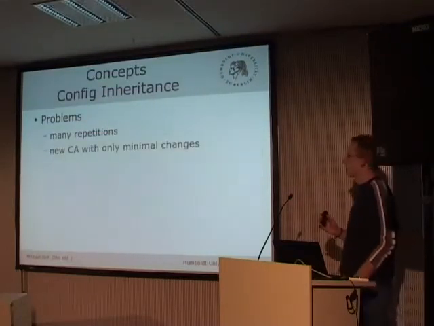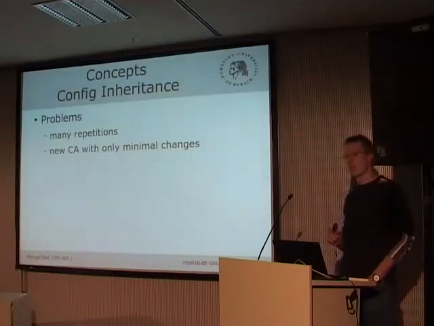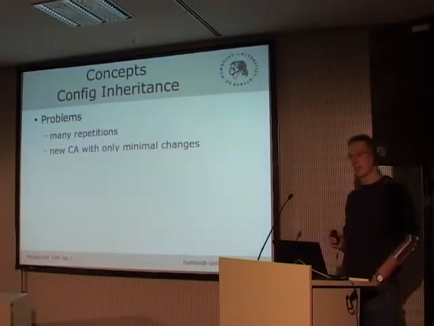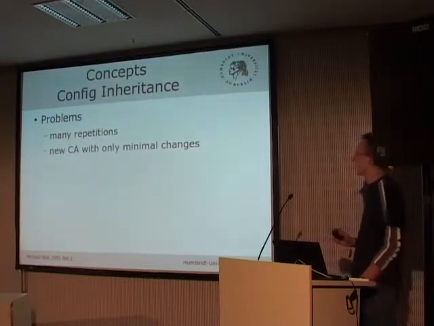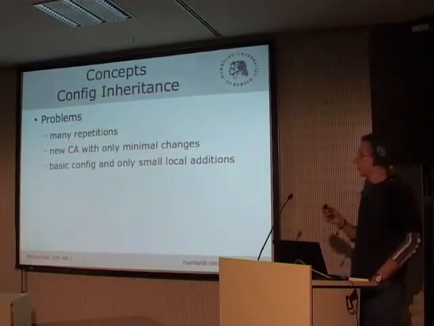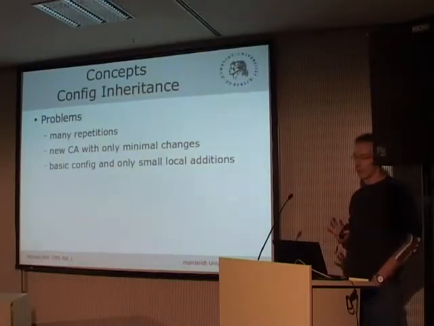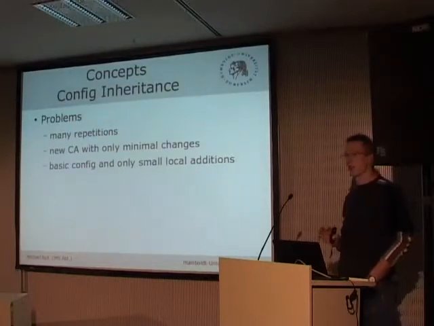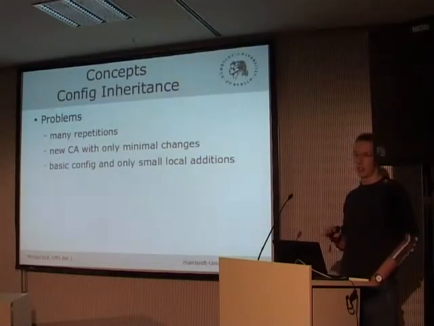The next thing is, if you create a new CA, you don't want to make mistakes. So what you do is copy. You simply copy the whole stuff and you try to make minimal changes. And usually you forget something. And the final thing is, you have a basic configuration and you only have to do very small local additions. This is the idea behind the configuration inheritance.